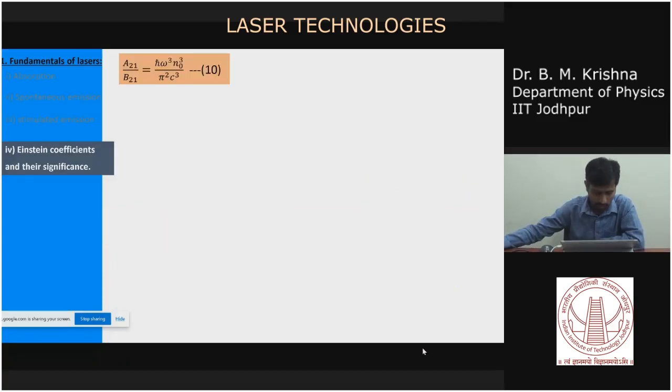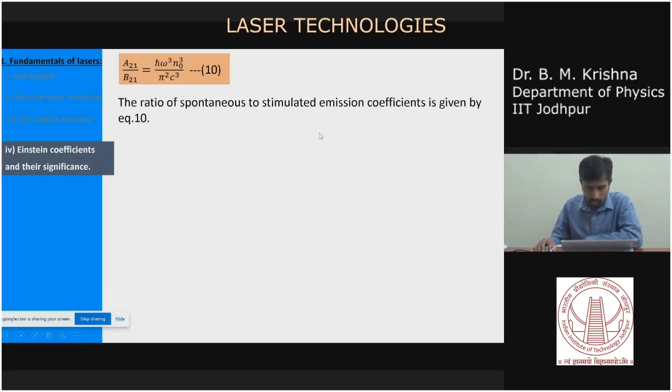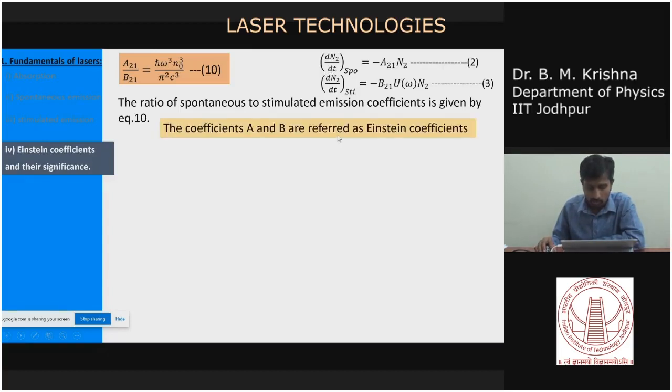Okay, so from the equation, the second equation is A21 by B21. These are your Einstein coefficients. A21 is the coefficient for the spontaneous emission rate, and B21 is the coefficient for the stimulated emission. So the ratio of spontaneous emission to stimulated emission coefficient is given by equation 10. We have the two equations for the spontaneous emission rate and the stimulated emission rate. Now can we find the relation between these A and B coefficients?